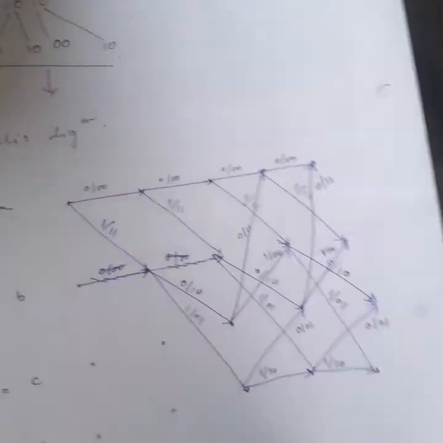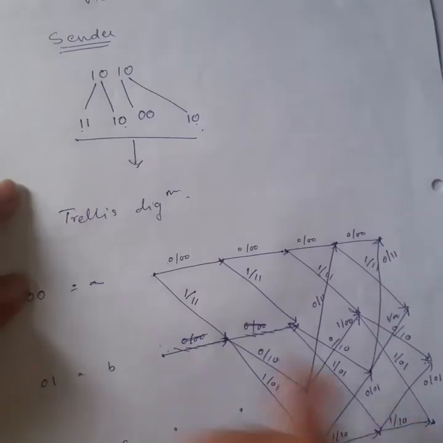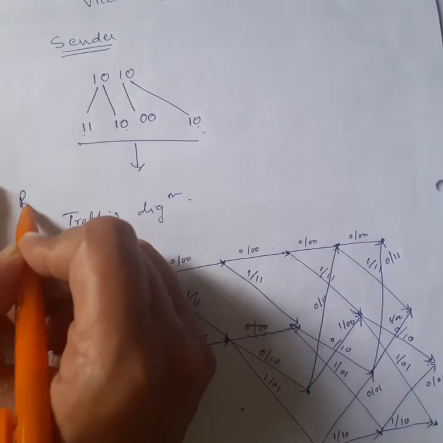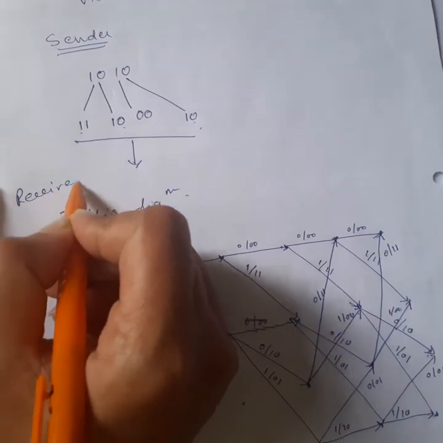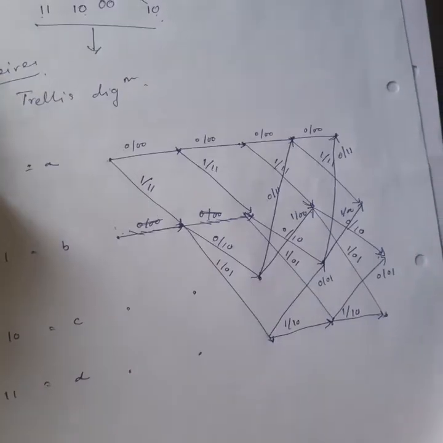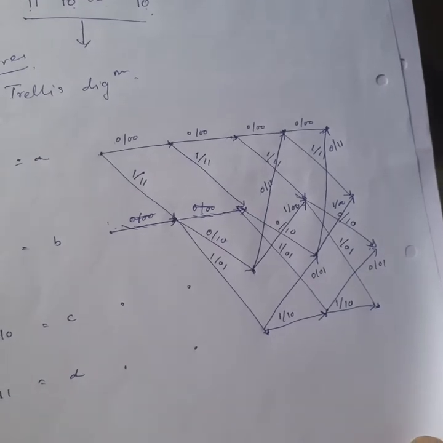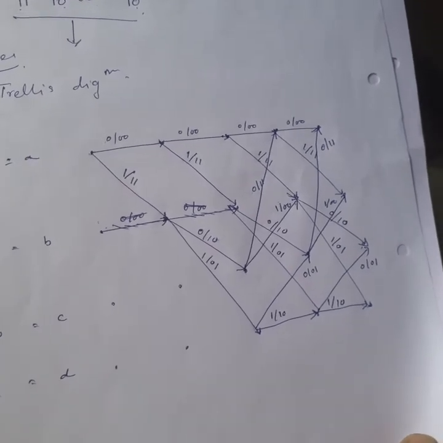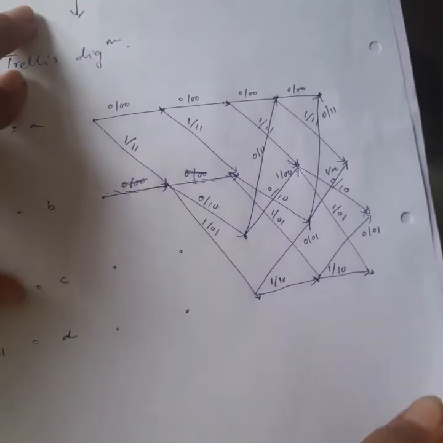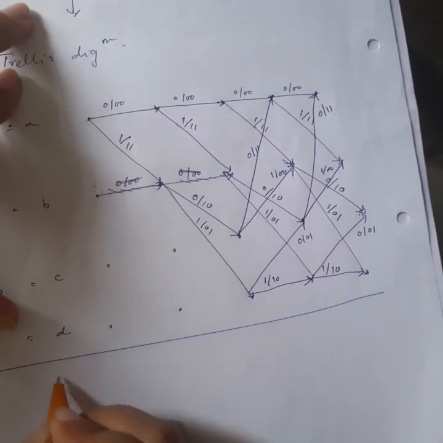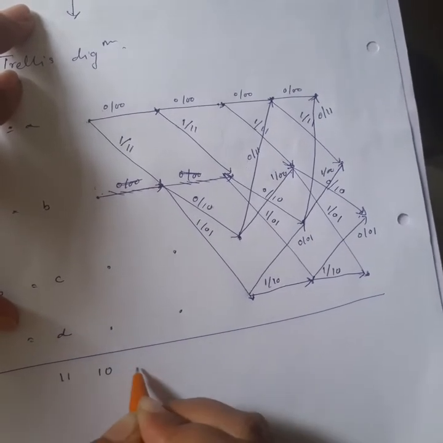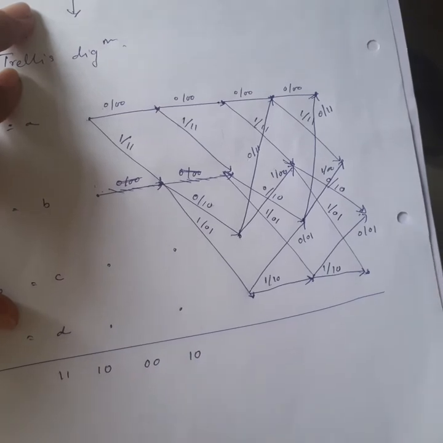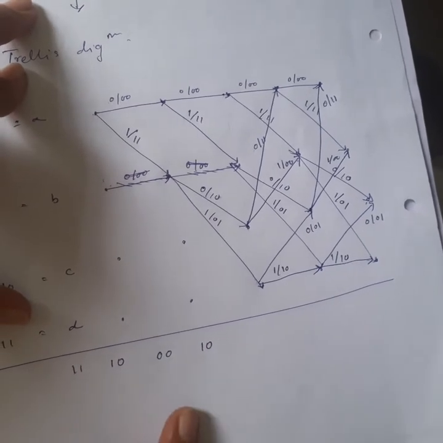So now what does the receiver do? Now we have started the trellis diagram at the receiver side, right? So the receiver first of all creates this trellis diagram, and then after that, what does the receiver do? The receiver has received some values, right? So for example, the receiver has received 10 00 10 11 10 00 10.